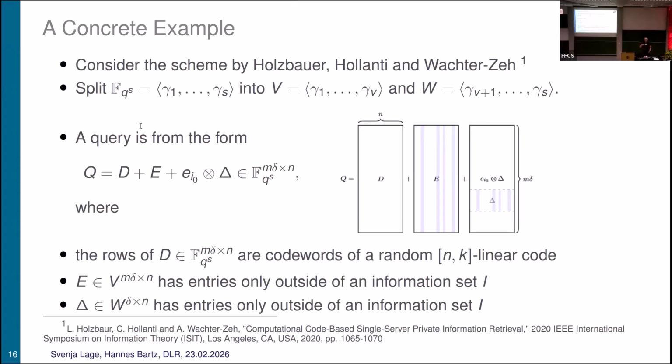So when talking about security, we just look at the query at the moment, because that's the crucial part, because that's what's sent to the server. Yeah. And of course we need to make sure that the server cannot learn from our query about the file index. So what is this? This is a matrix Q, which has dimension m times delta times n, where D is a matrix where all the rows are code words of a random linear code. Yeah, I don't care what code it is at the moment, but it's a random linear code.